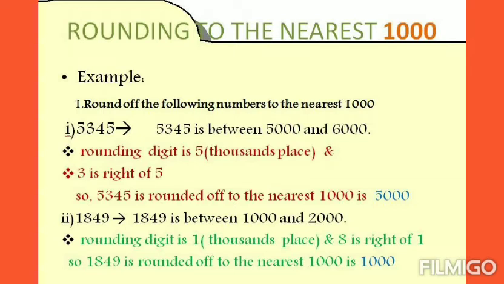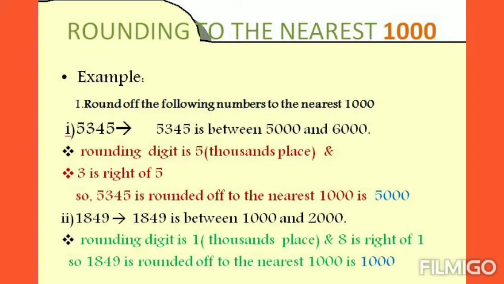5345 is rounded off to the nearest thousand is 5000. Next example is 1849. In this we have to find out the rounding digit. It is at the thousands place, that the rounding digit is 1. See, next right of the rounding digit we have 8. It is greater than 5. So we have to add 1 with the rounding digit. So 1 becomes now 2. After adding 1 with the rounding digit, change the remaining places as 0. Now we get 2000 as the answer.